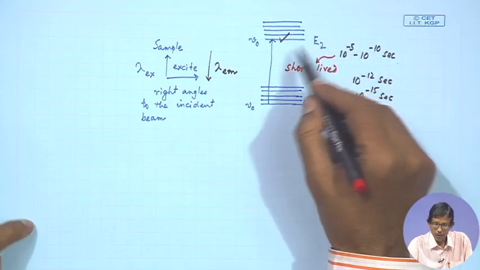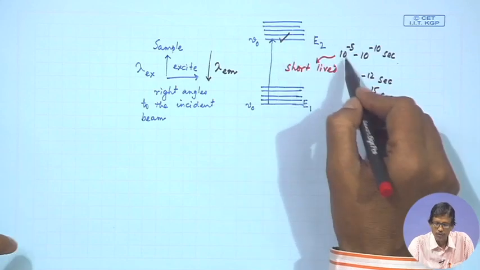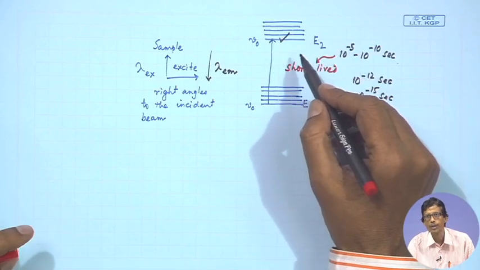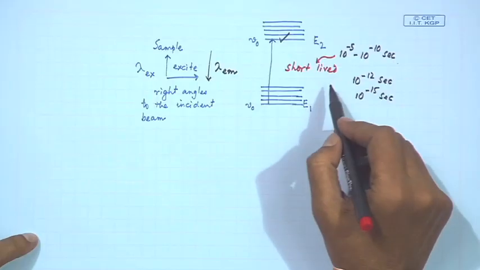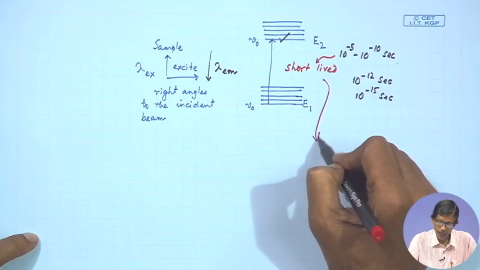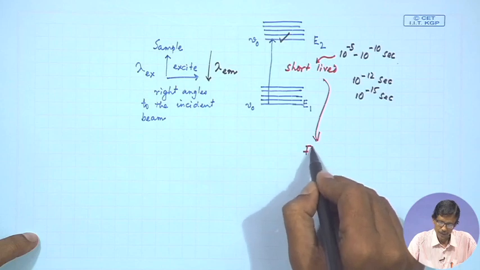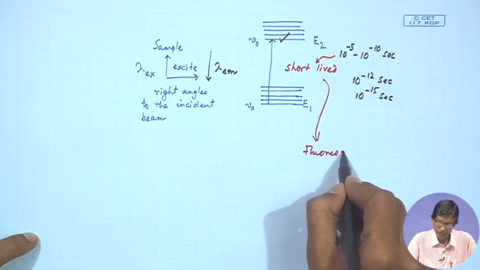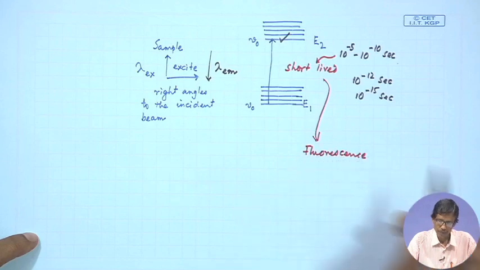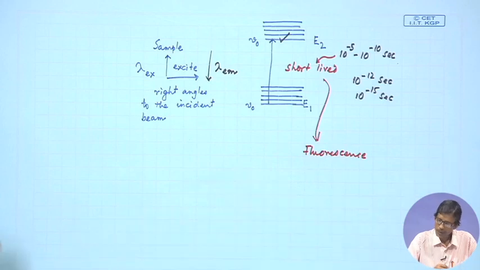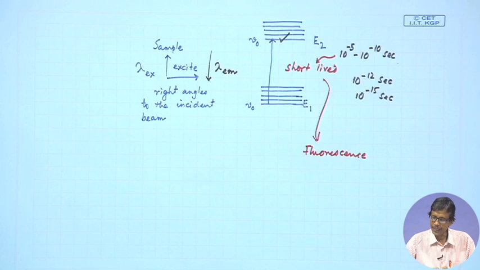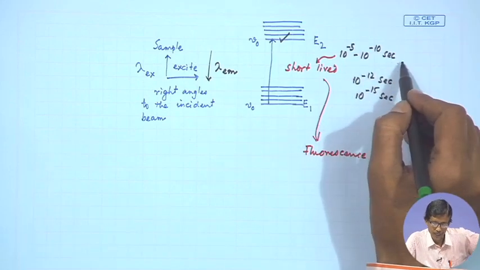That means we are not able to go down from 10 to the power minus 5 to 10 to the power minus 1 or 10 to the power minus 2 second. So, if these are short lived, the process is known as fluorescence. So, this is the case where we see, and at least we always expect that we should have the species which can give rise to a lifetime of this.